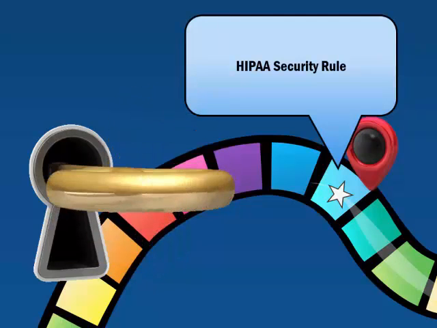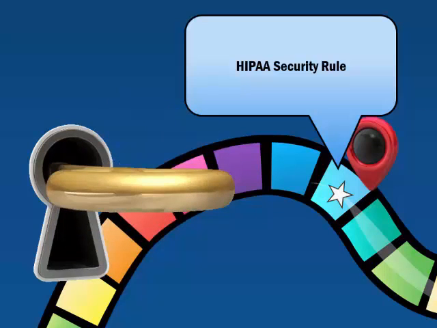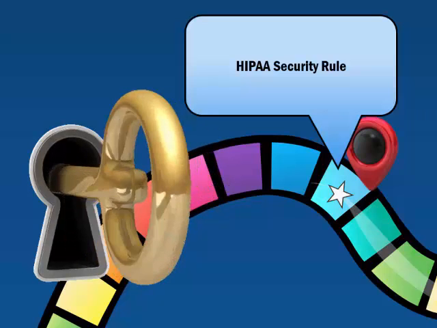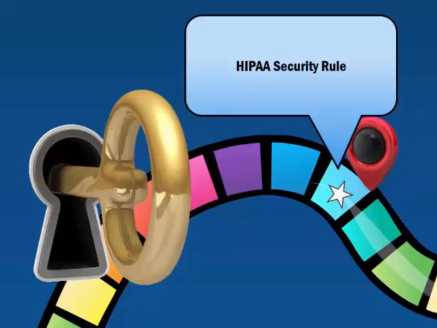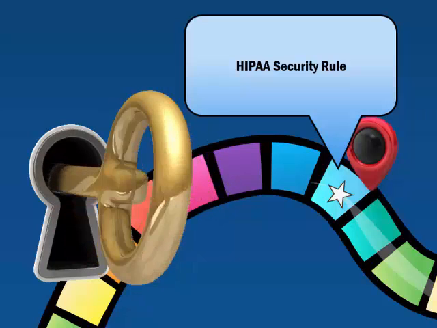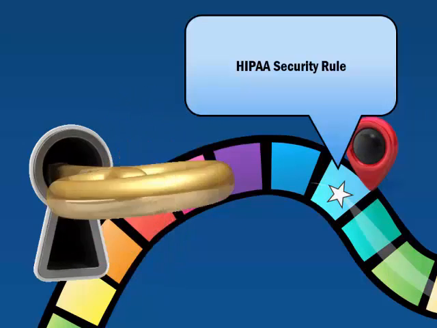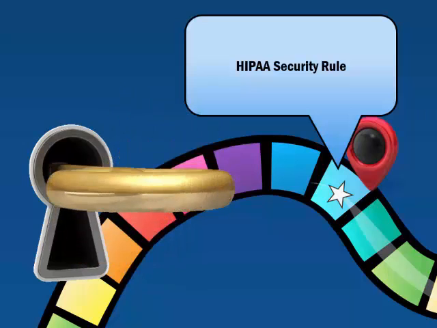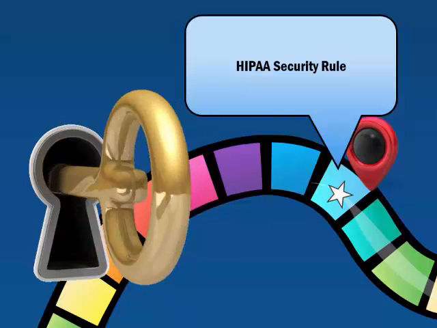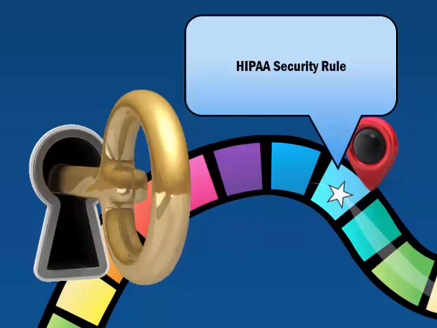1. To implement administrative, physical, and technical safeguards that reasonably and appropriately protect the confidentiality, integrity, and availability of electronic protected health information, also known as ePHI, that is created, received, maintained, or transmitted. 2. Protect against any reasonably anticipated threats or hazards to the security or integrity of ePHI. 3. Protect against any reasonably anticipated uses or disclosures of ePHI that are not permitted or required under the privacy rule. And 4. To ensure their compliance with security by its workforce.